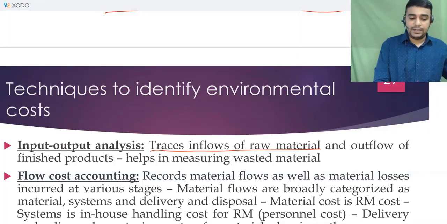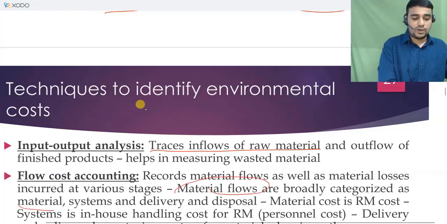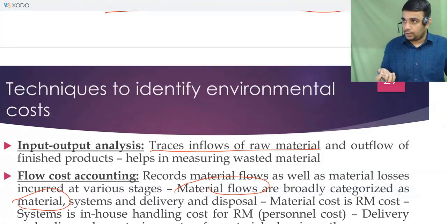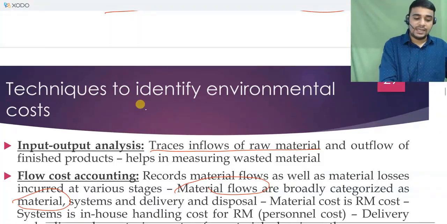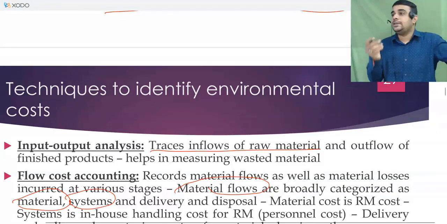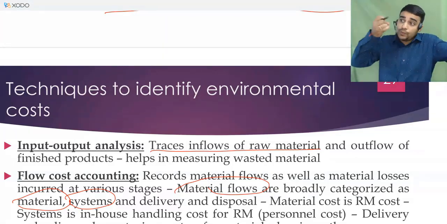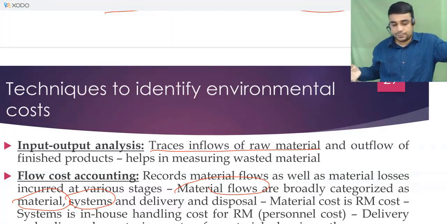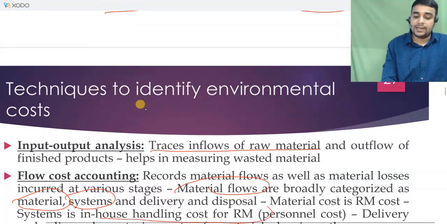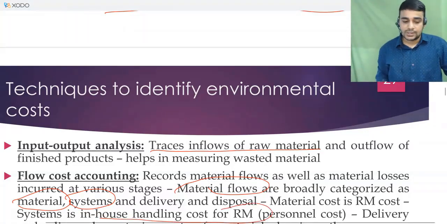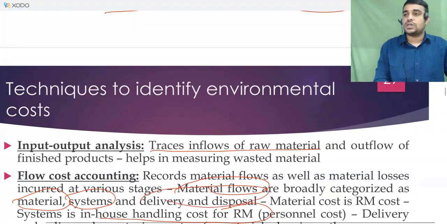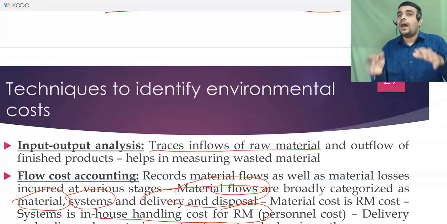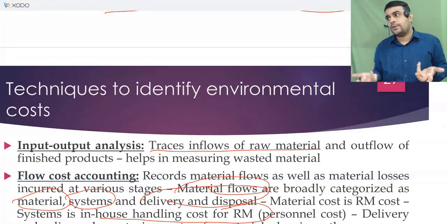In this process, the material flow is split into three. One is called material, that is the basic raw material which is input into the process. Then there is systems. Systems are basically those costs which you incur to convert this raw material into a finished product. Systems is in-house handling cost of raw material, in-house handling cost. And third is delivery and disposal. After the FG is produced, you either deliver it to the end customer, or if it turns out to be a bad product, you will have to dispose it.